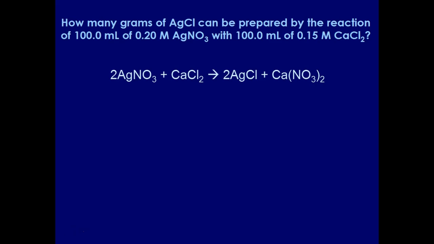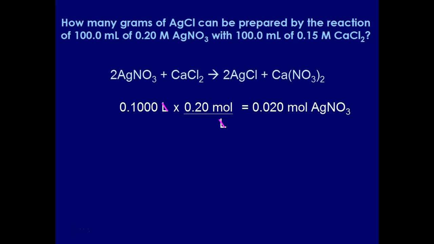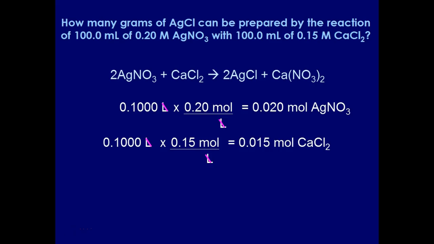In this problem again, I have information about both reactants, so I need to find the moles of each reactant and determine which one I'm going to run out of first. 0.02 moles of silver nitrate is present with that volume and concentration. And then I believe when you go through and do it for calcium chloride, you're going to get 0.015 moles of CaCl2 is present. At this point, I can use those moles to determine how many grams of silver chloride I can make.